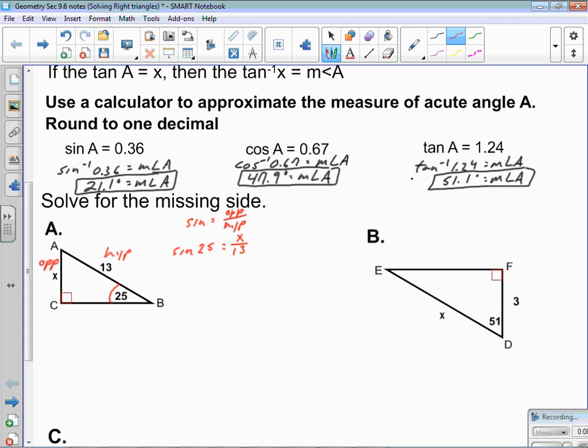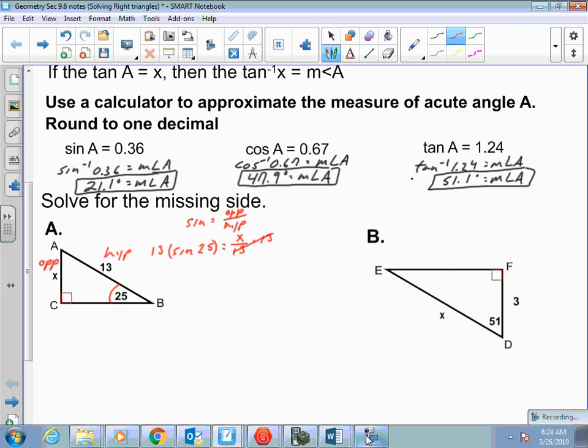All right, we got 13 in the denominator here, so we need to get that 13 to the other side. So technically it's x divided by 13, so to move it we've got to do the opposite math. So we'll multiply both sides by the 13. Cancel that out. And so now I know that 13 times the sine of 25 is going to equal x, right?